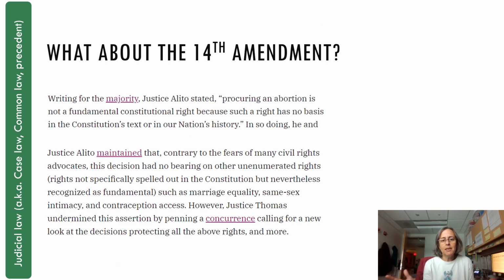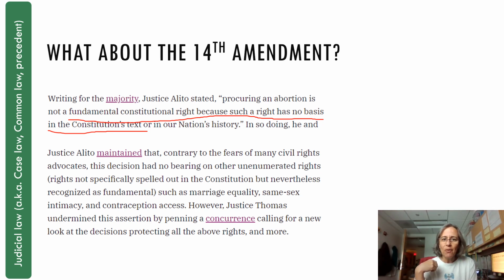You might wonder, well, wait a minute, what about the 14th Amendment? Doesn't that protect your bodily autonomy, your right to privacy, your right to do what you feel you should be able to do with your body? And so Justice Alito, who wrote for the majority, it was a 5-4 decision, so he's writing for the 5 who said we should overturn Roe versus Wade. He said, procuring an abortion is not a fundamental constitutional right because such a right has no basis in the Constitution's text, meaning it's unenumerated, right? It did not specifically say you have the right to abortion.